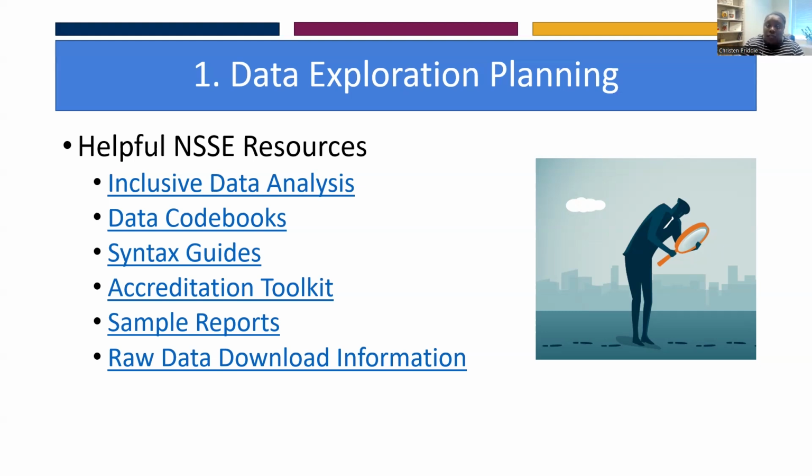We also have accreditation toolkits. So if you use your data for accreditation processes, we have some of those toolkits that can help you, again, kind of map out where the data lands on some of those accreditation planning spaces. We also have sample reports. And so if you're new to NSSE and you've never seen what our reports look like, that may be a helpful place to kind of get a sense of how that data may be shaped up into a sample report. I also have a couple of web pages about raw data download information. So again, more information I've shared here about what those data look like, what's included, what's not included, and the purpose of that.